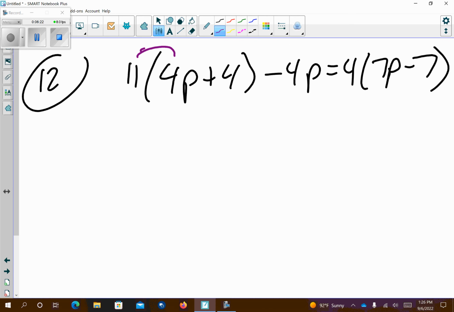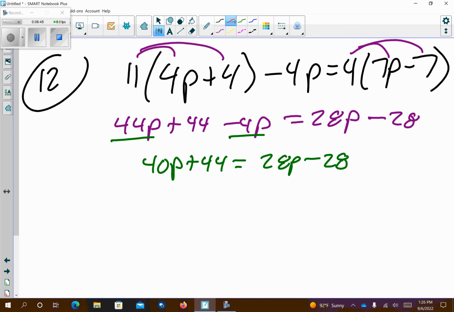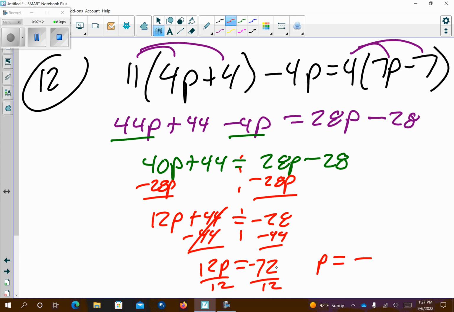Problem number 12. Let's distribute the parentheses over. So I get 44p plus 44 minus 4p. Distribute here and here, so that equals 28p minus 28. And we're going to combine some like terms. So I get 40p over here. And we're ready to start solving this. So I'm going to subtract 28p from both sides. Just have to start someplace. That's going to give me 12p plus 44 is equal to negative 28. Subtract 44 from both sides. Those cancel. So 12p is equal to negative 72. Divide each side by 12. So it's going to be a negative answer. Negative 72 divided by 12 on your calculator is going to give you negative 6 for an answer.